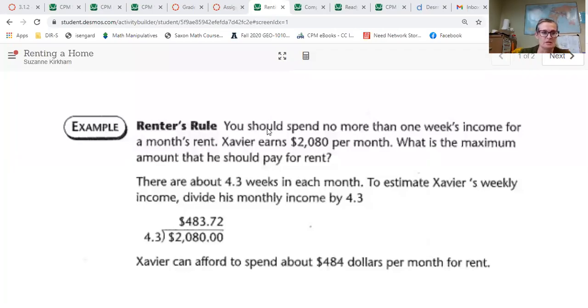Okay, guys, this is the renting a home or apartment assignment. So let's go over the instructions. All right, here's an example.